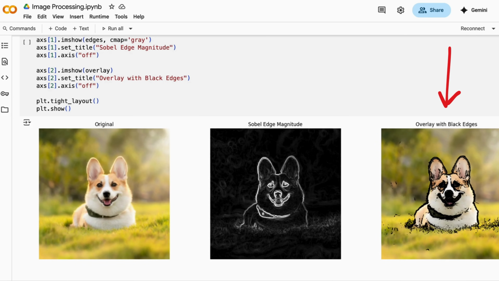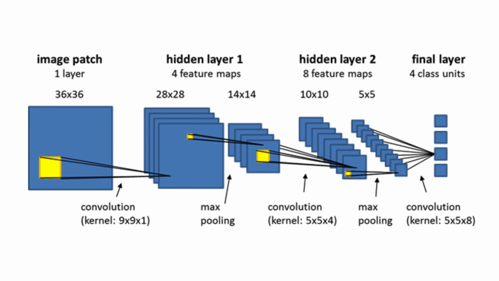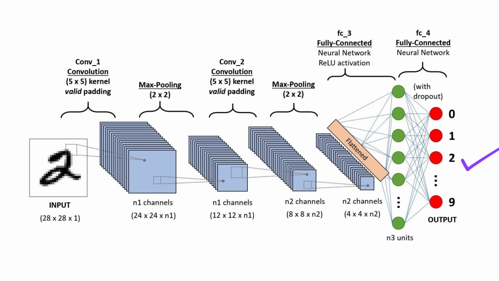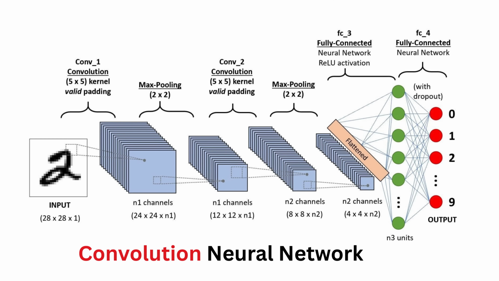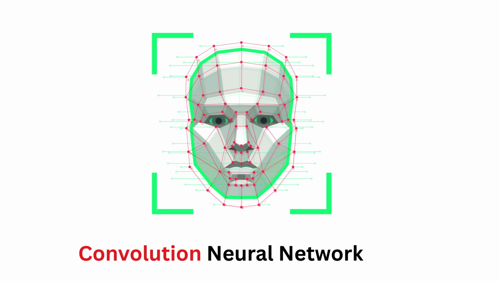We can use the same idea of convolution to perform image recognition by detecting patterns like edges, curves, or shapes. This is exactly how convolutional neural networks, or CNN, work in computer vision to recognize faces, objects, and even handwriting.